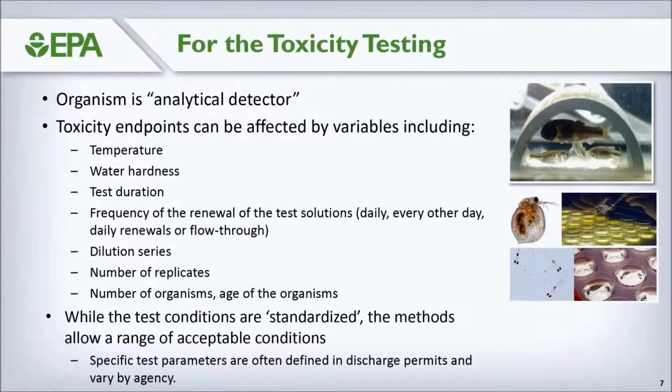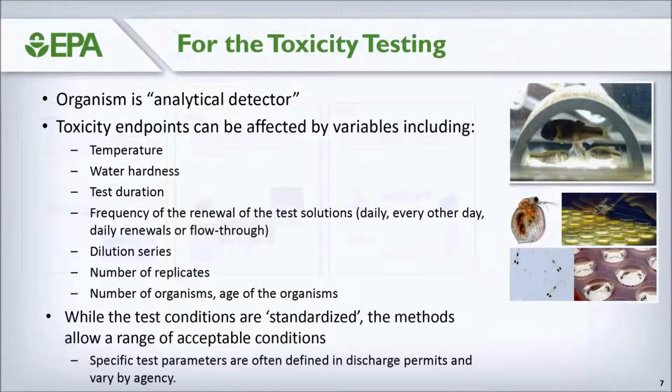Our toxicity test can be affected by a number of variables that are listed here, among others, such as even the types of samples you receive and the frequency of the types of samples. So those are a lot of parameters that go into how a toxicity test is run. While we say the test conditions are standardized, the method still will allow a range of acceptable conditions.